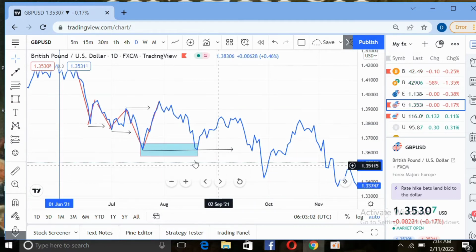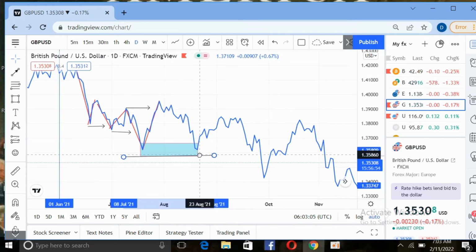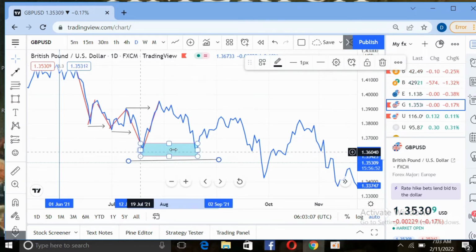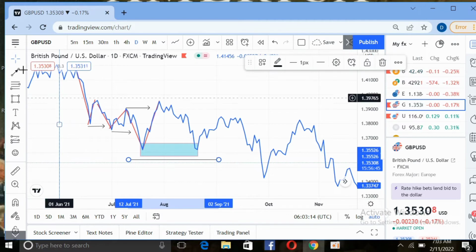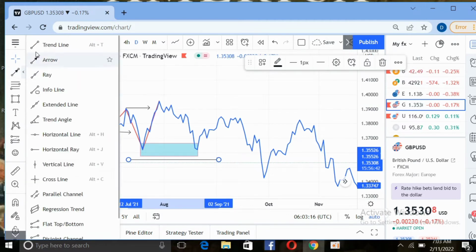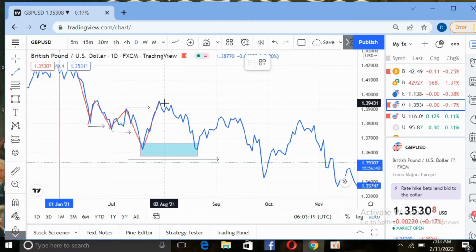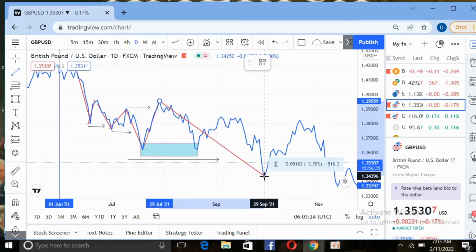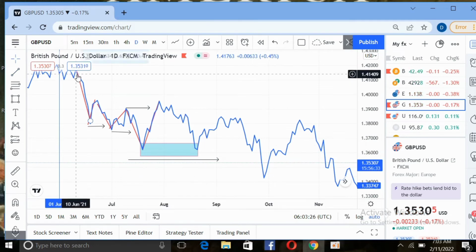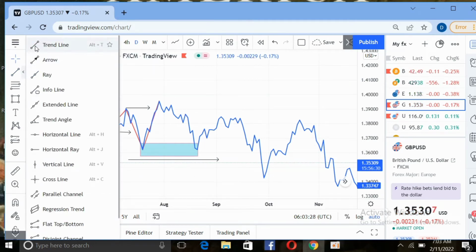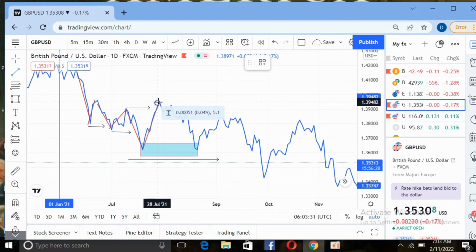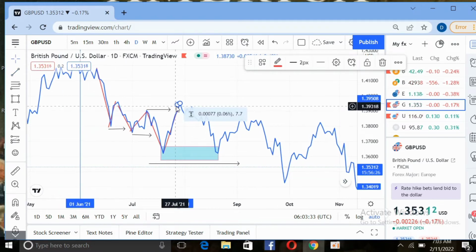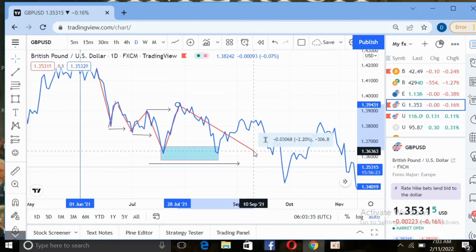So when price failed to take out this highs and fell to the downside, which led to the break of structure, from this point we are looking at this one, not this. So it took out the lows at this point, so I'll identify this. This is the high that brought the break of structure here.